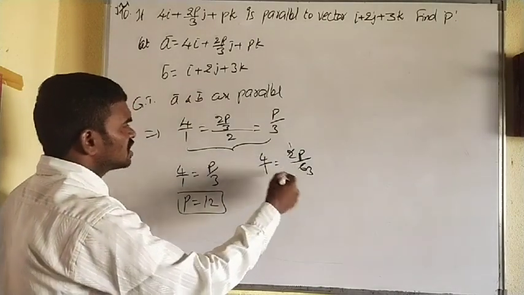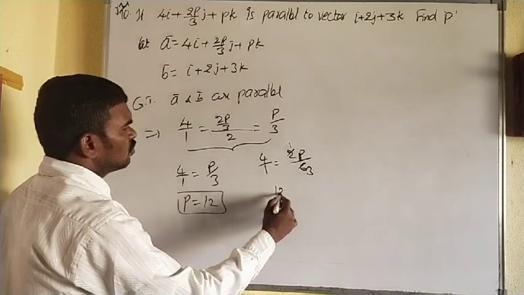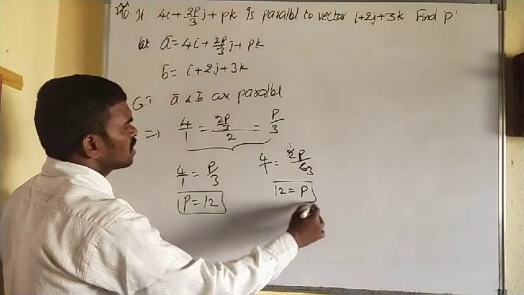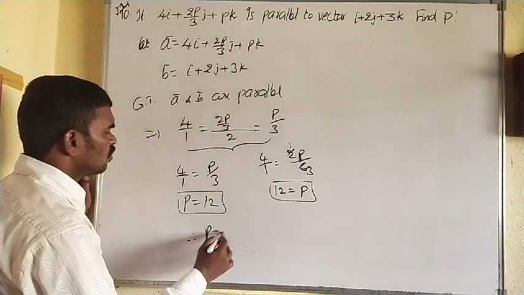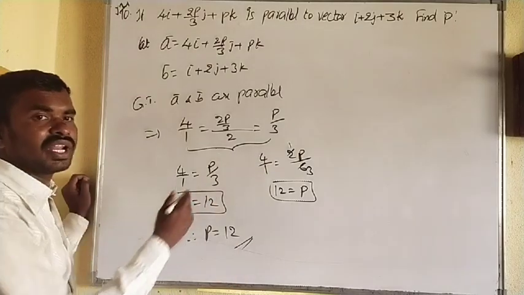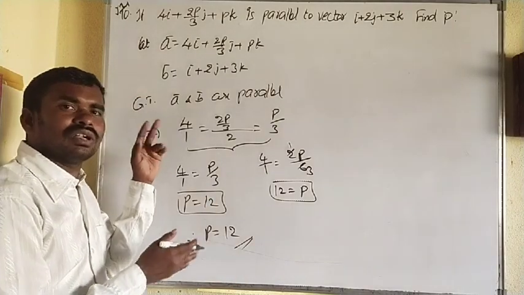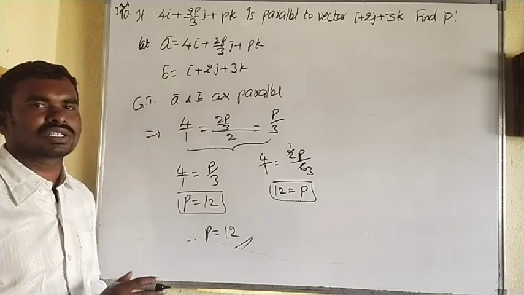This also represents the same thing. 3 4s are 12, 1 into p. So p equal to 12. What is the answer? Therefore p equal to 12 is the answer. If you do any one, it's enough. A small question but very important for 2 marks.